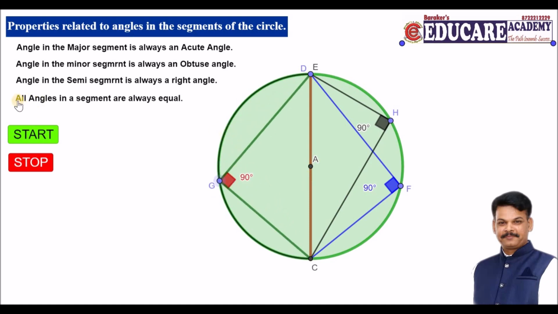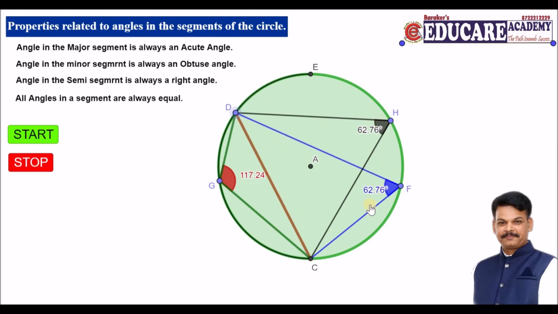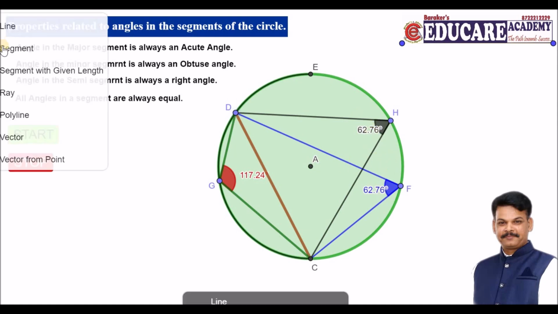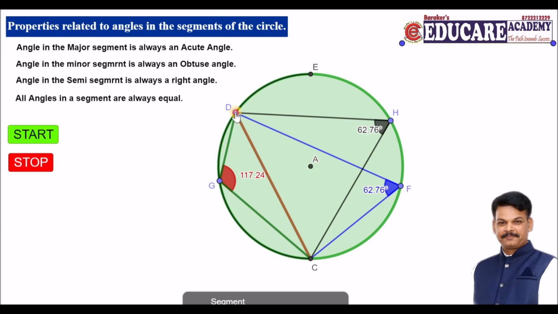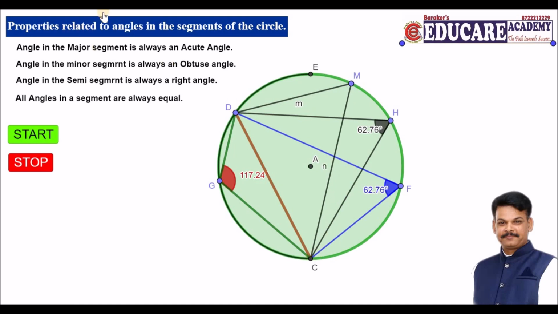Now the last one is: all the angles in a segment are always equal. If I consider the minor segment and create lots of angles in it, those angles will always be equal. Here I have two angles, and these two angles are equal. Suppose I create one more angle, then just observe again, that angle will also be 62.76 degrees. It is again equal, right?